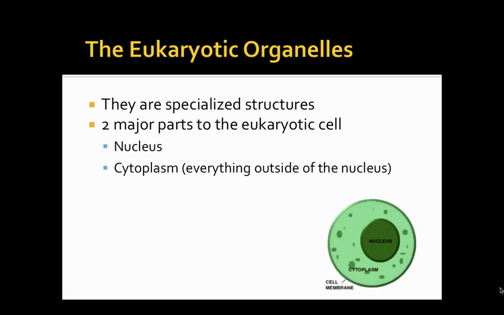The two main parts are the nucleus, which is an organelle, and the cytoplasm. Cytoplasm includes cytosol, the gel-like substance that fills the cell, and many organelles. Let's take a look at some eukaryotic organelles right now.